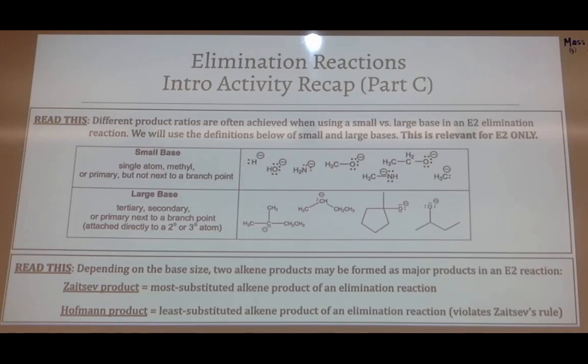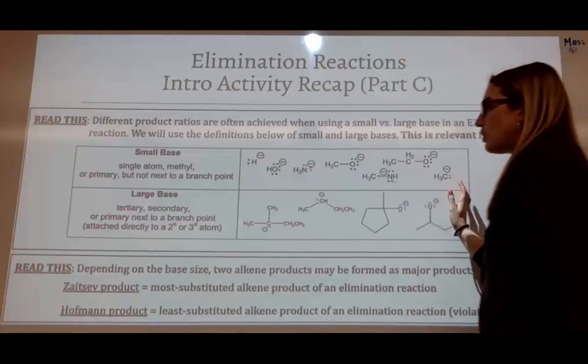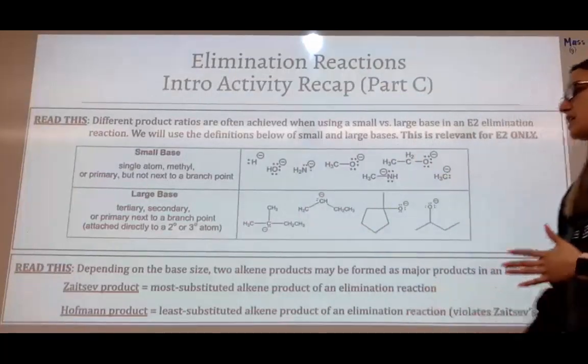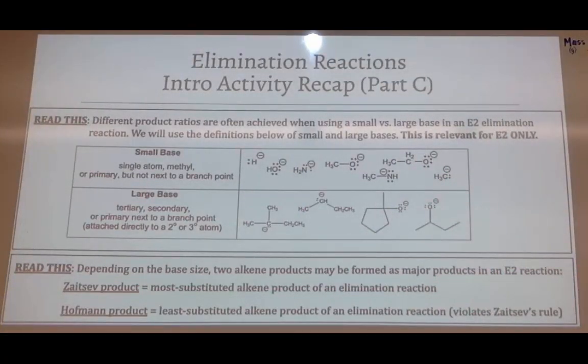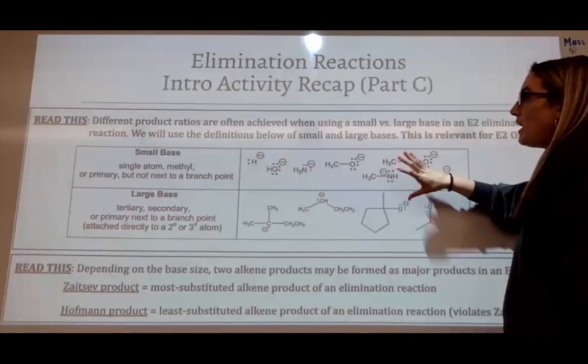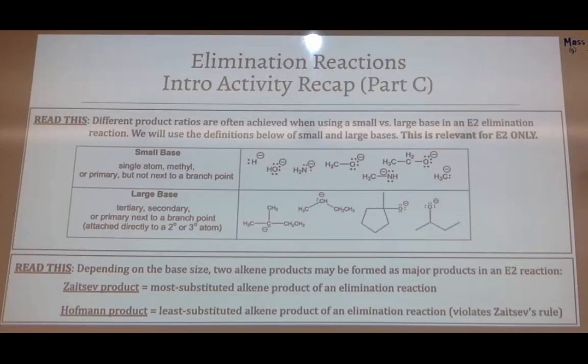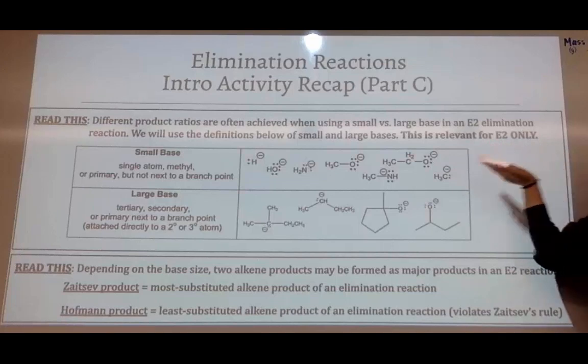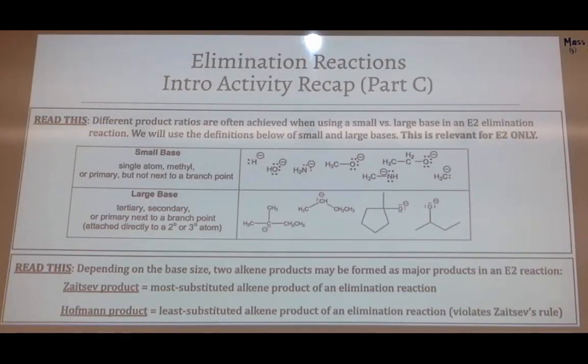Intro activity, really, because this is going to go through small bases, large bases, as well as the Zaitsev versus Hoffman product. That vocabulary you're going to hear us use a lot as we go through elimination reactions. So when it comes to E2 reactions, this really only pertains to E2 reactions, a small base versus a large base could give us different regioselectivity. So it could give us a more substituted versus less substituted alkene.